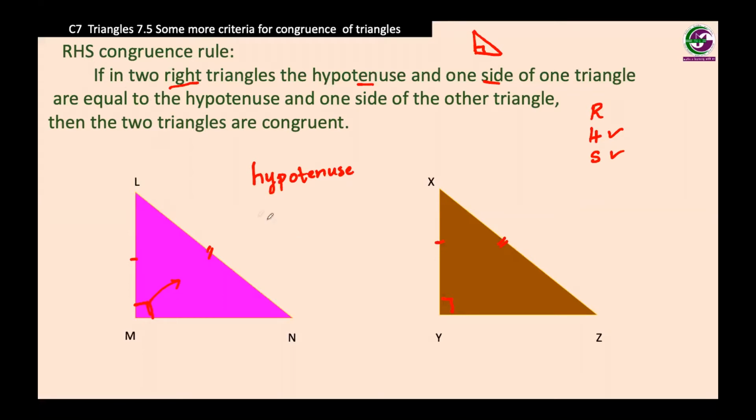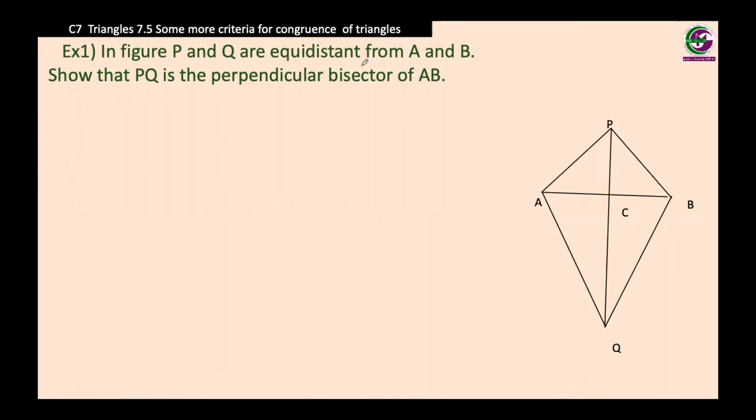So let's write down the triangles. As usual, we can write the first triangle as we like. Triangle LMN is congruent to, with LM corresponding to XY, triangle XYZ under the RHS congruence criterion. Now let us see some examples related to the SSS and RHS congruence rules.